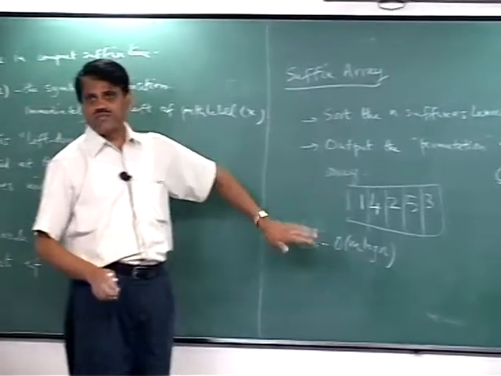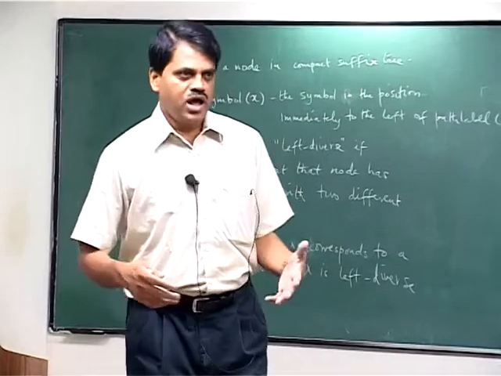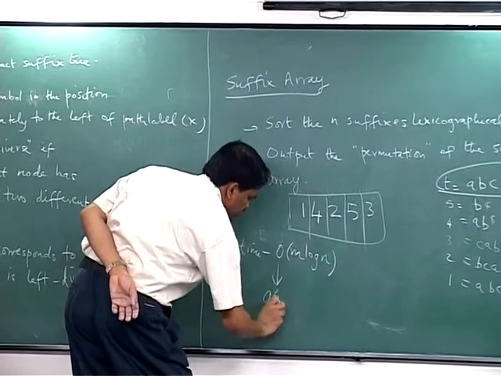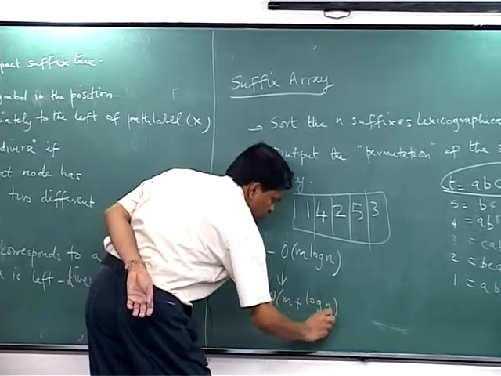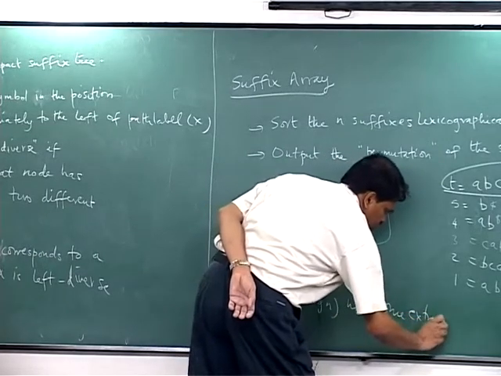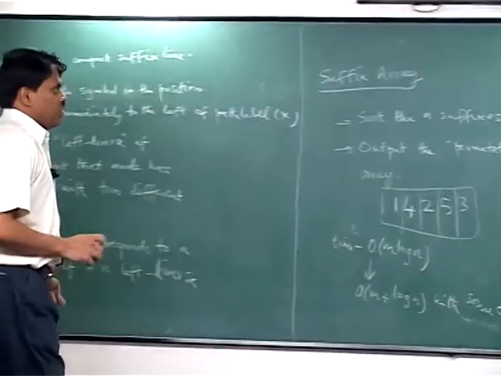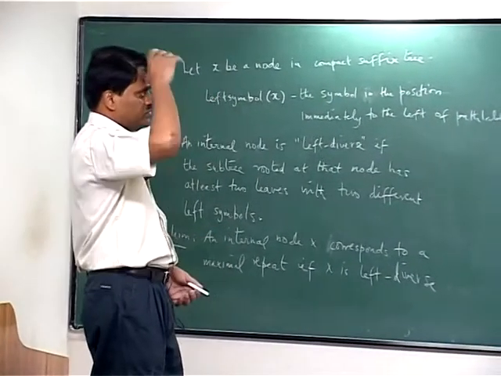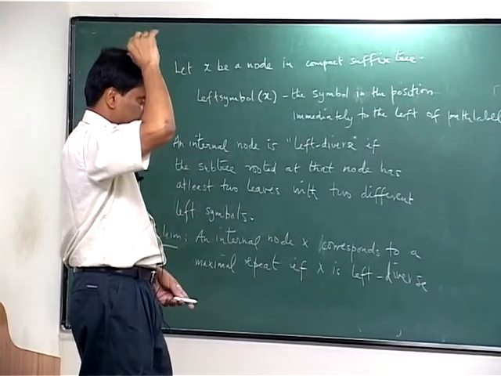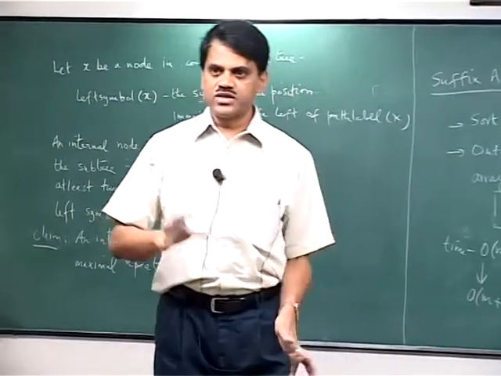So overall time is this if we keep only the array, but there are some enhancements to suffix arrays where you keep some other extra information, and you can improve this runtime to m plus log n. This is also another popular data structure for string matching, suffix arrays and suffix trees.